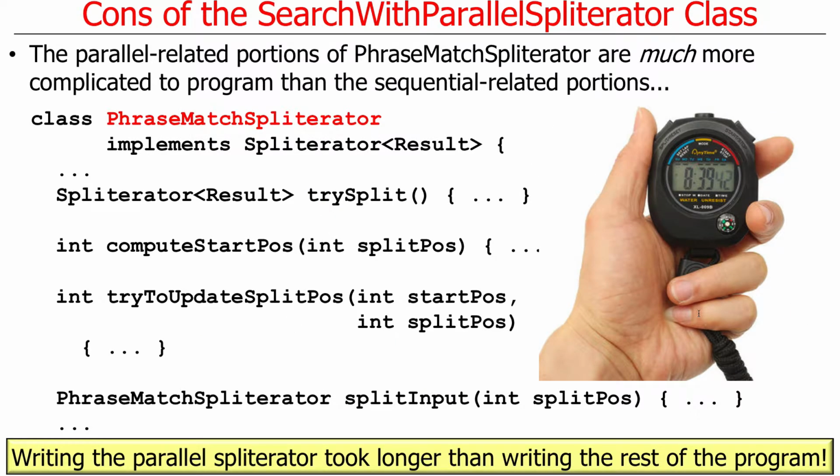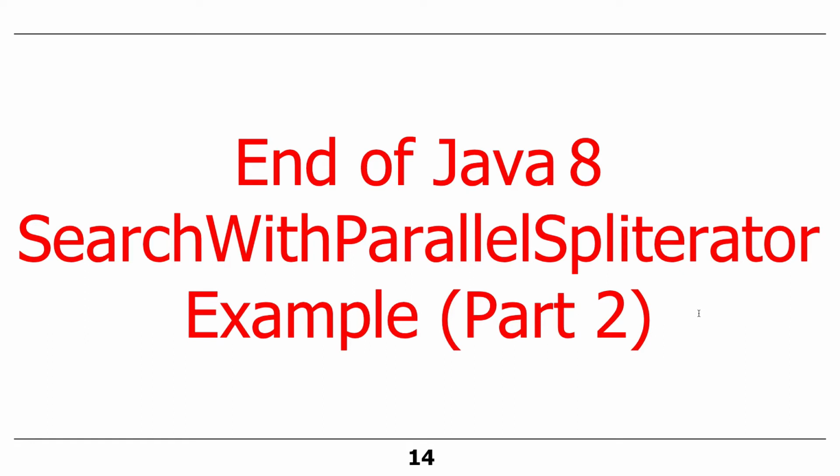Ironically, writing the ParallelSpliterator took longer than writing the rest of the program. The rest of the program was pretty straightforward to do. The ParallelSpliterator took a long time because it was so subtle, trying to keep all the edge cases intact and making sure it preserved correctness. Okay, so that's a quick summary of the pros and cons of parallel spliterators that are very advanced, like this one is. Again, most parallel spliterators are not this complicated.